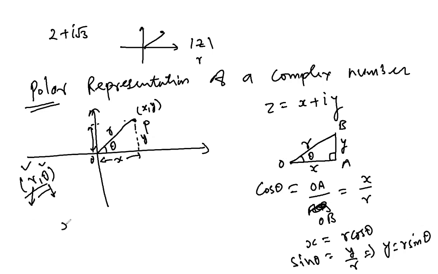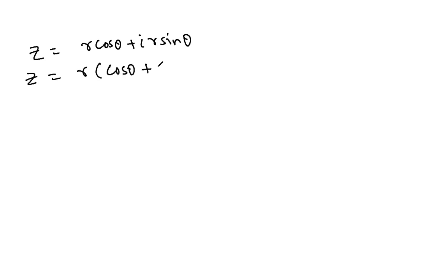Now you have the value of x as r cos theta and the value of y as r sine theta. By replacing x and y, we get that z is equal to x, which is r cos theta, plus iota times y, which is r sine theta. r is common in both terms, so you can take r outside the bracket, and this is cos theta plus iota sine theta.